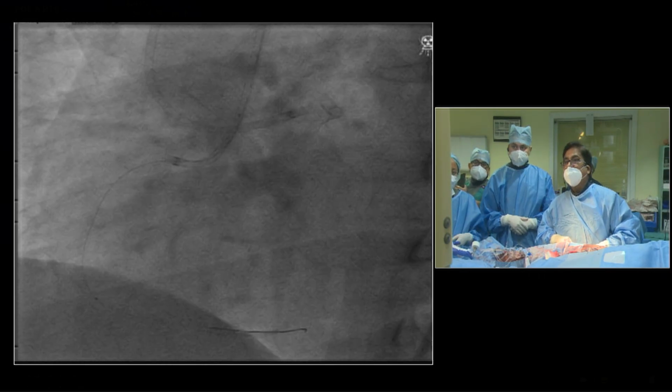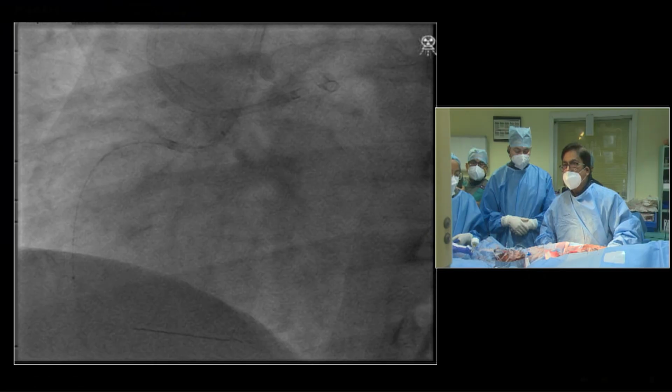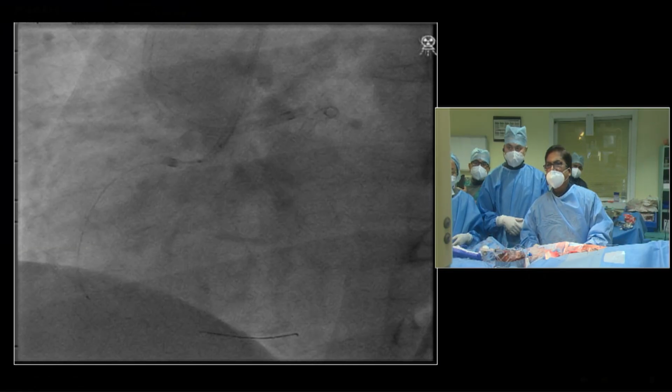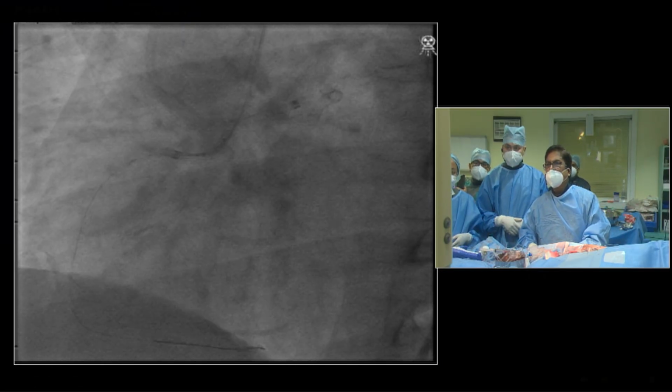Can I ask? So I think what Dr. Goel is also trying to refer to is the feel of the distal tip of the wire. Exactly. This is something that you can only learn by feeling, by doing these cases.